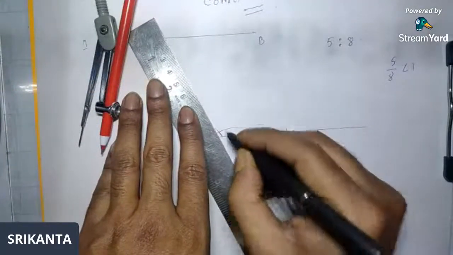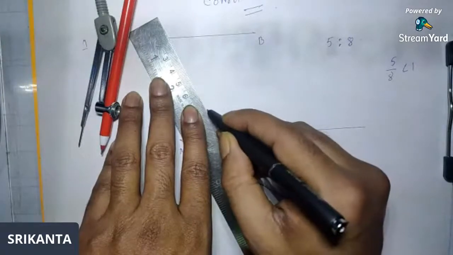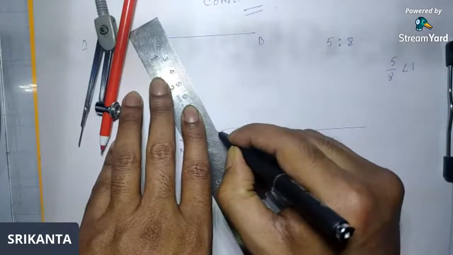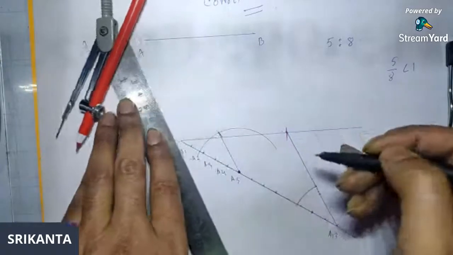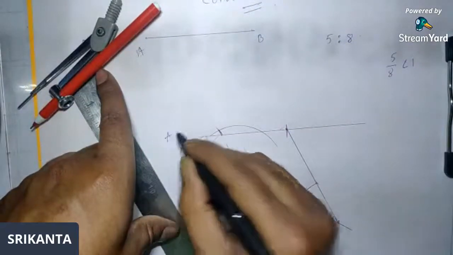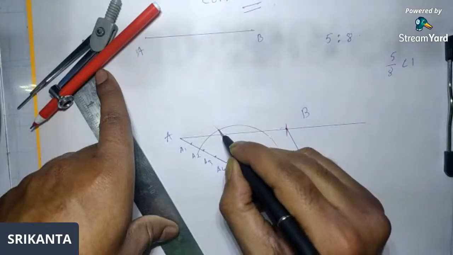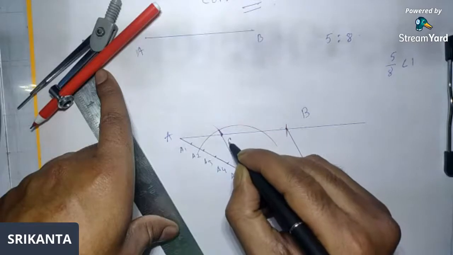Join this point and that point. Clear? So this is our required line. This is A, this is B. Suppose this point of intersection, you name it as C.